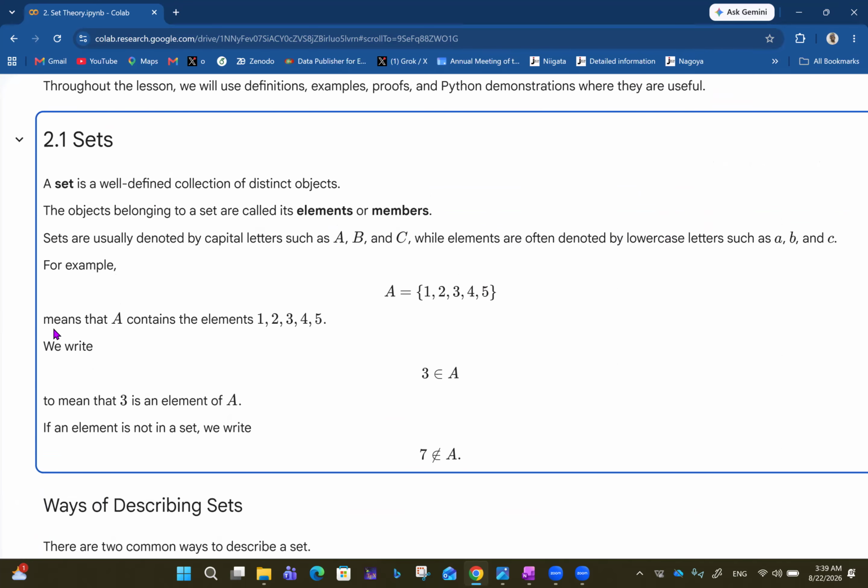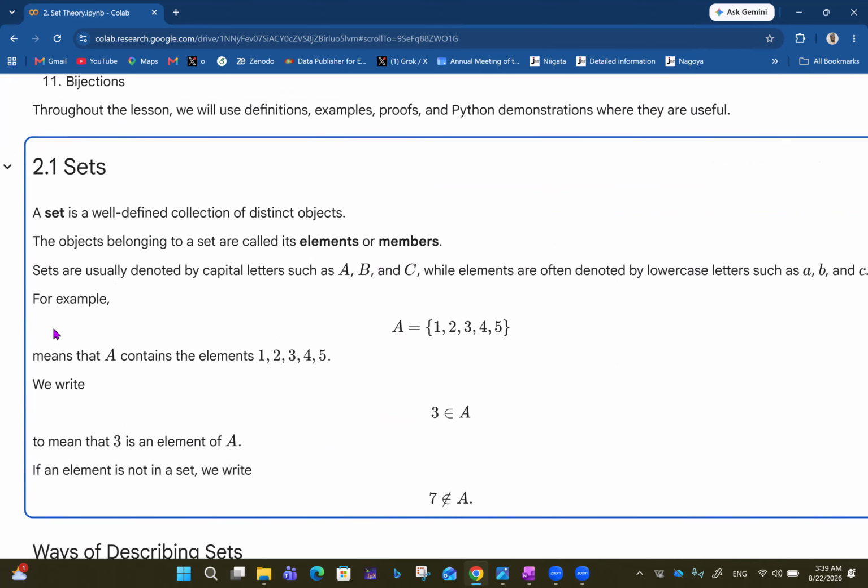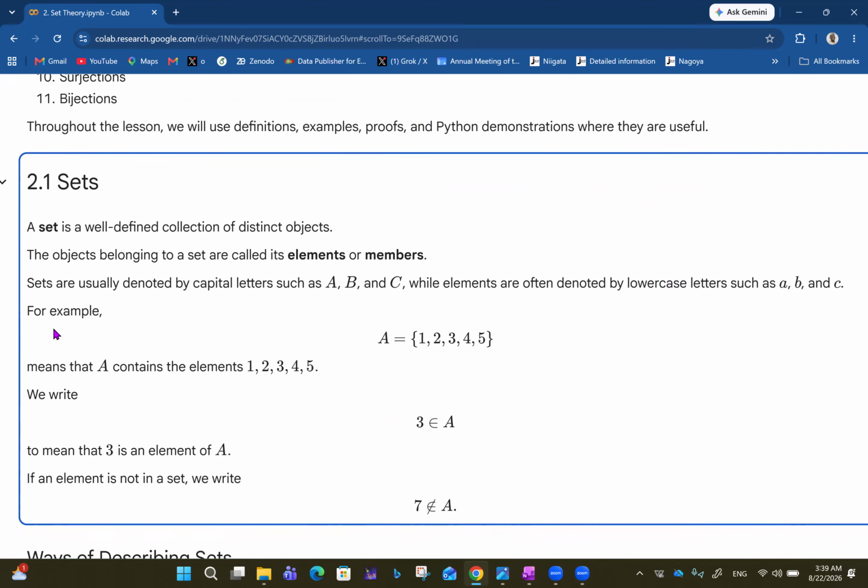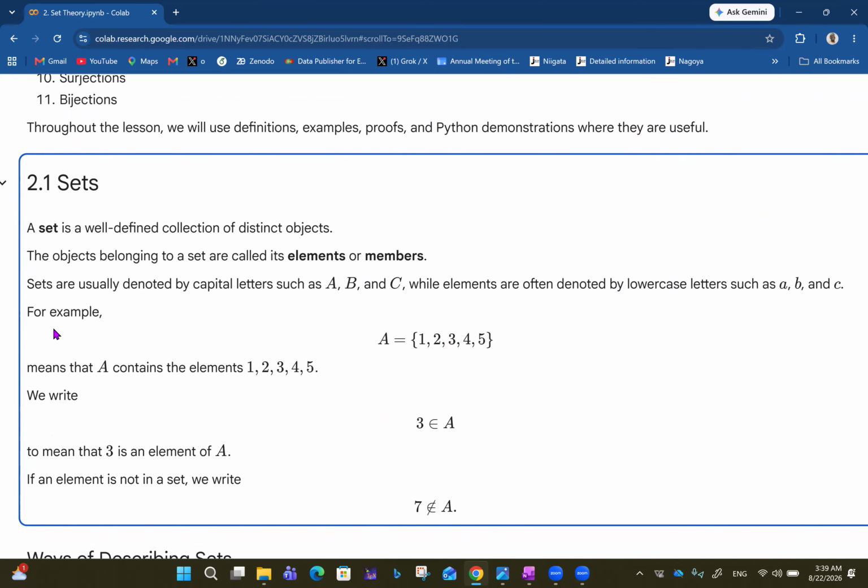So let's go ahead and talk about what sets are. I mean, this is pretty simple. I'm very sure that if you're seeing this, it's probably not your first time of coming across the idea of sets, because even in high school, you would have seen it. So a set is a well-defined collection of distinct objects. The objects belonging to a set are called its elements or members.